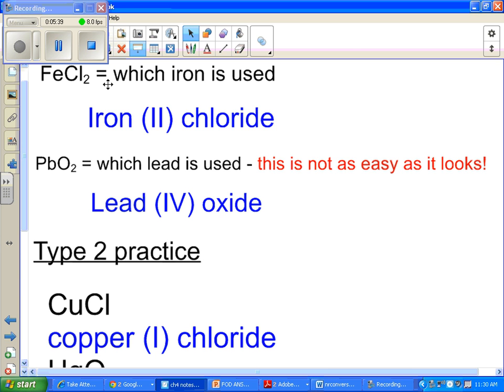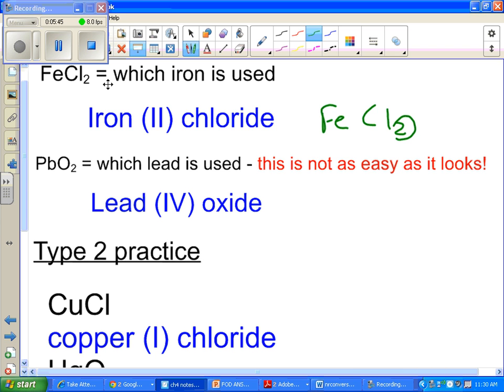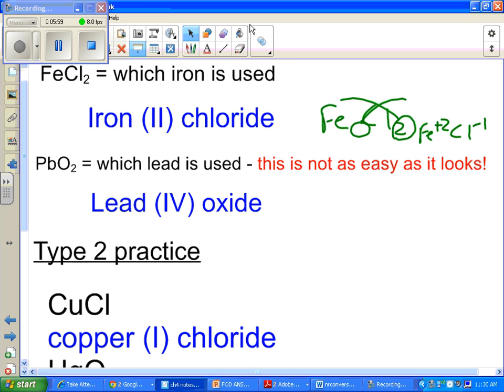So here we have FeCl2. This 2 originally came from the iron. No number means a 1 that originally came from chlorine. So the original formula was Fe plus 2, Cl minus 1. So that 2 right here is indicated by the Roman numeral 2.